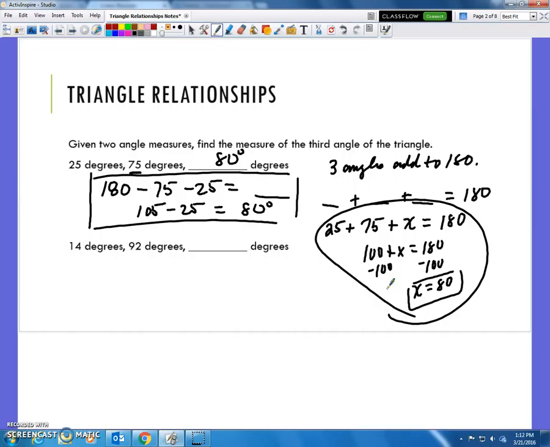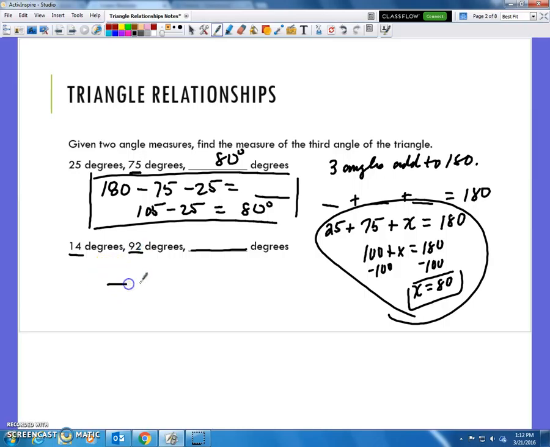So let's take a look at another example here, and it says now we have a 14-degree angle, a 92-degree angle, and we're looking for the third angle measure. So again, what I could do is take 180, take away the 14 and the 92, and whatever's left must be the last measure of the degree. Or I could set up an equation algebraically.